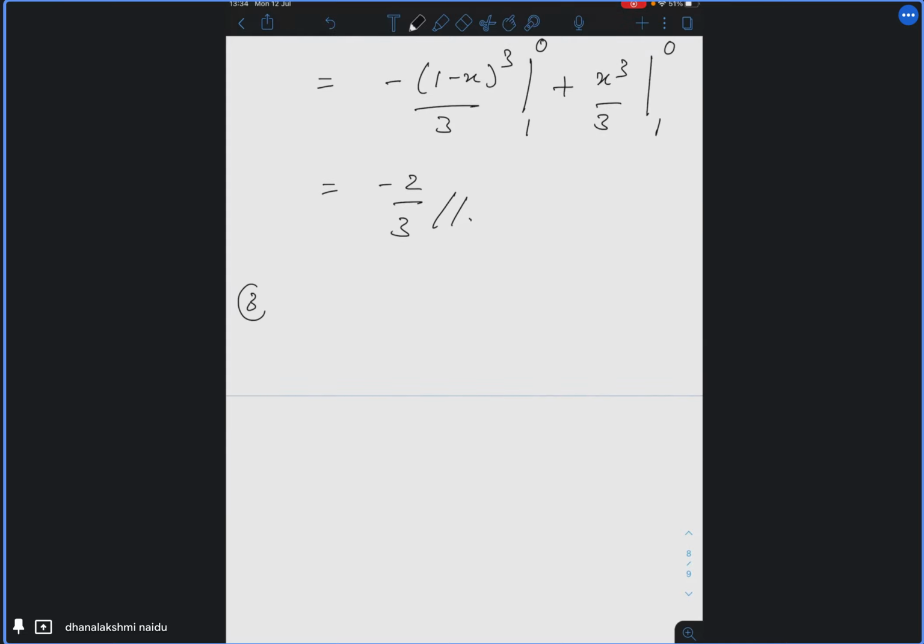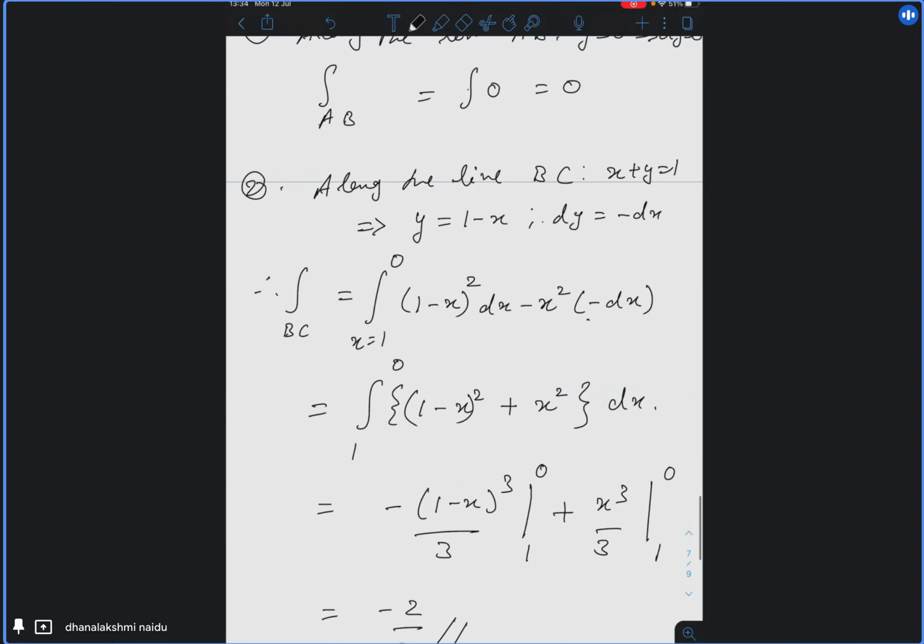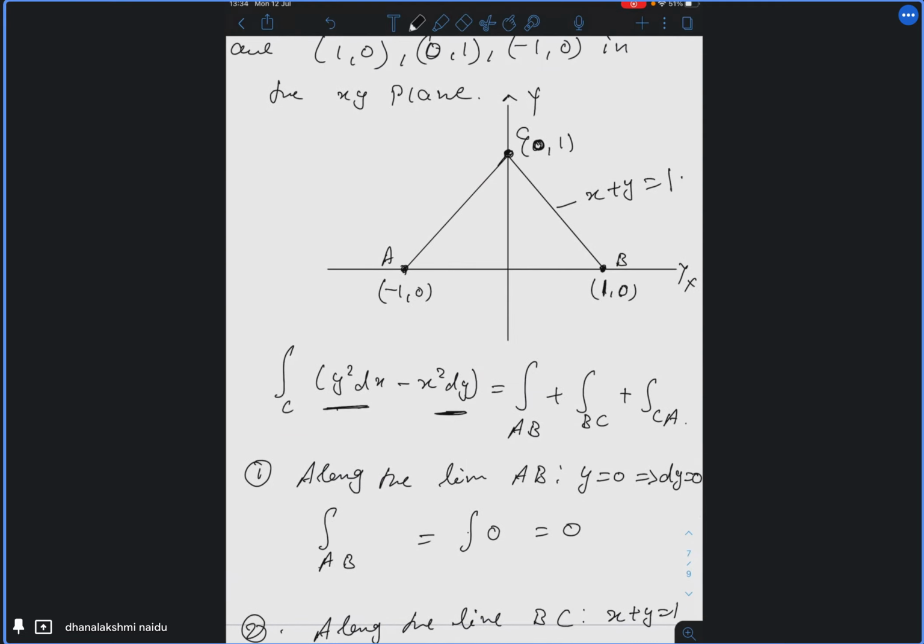Now the third one, along the line CA. Along the line CA, what will be the equation of this line? Tell me.